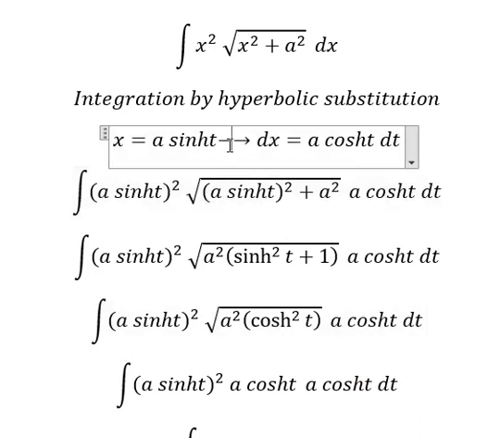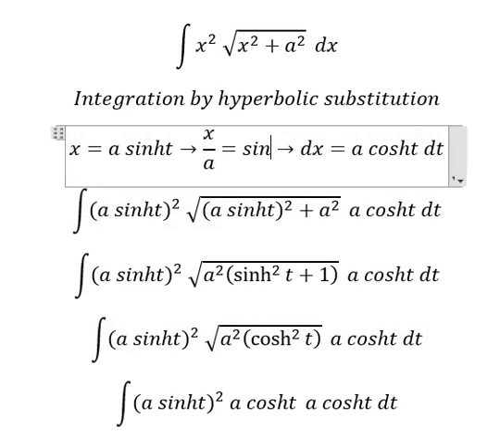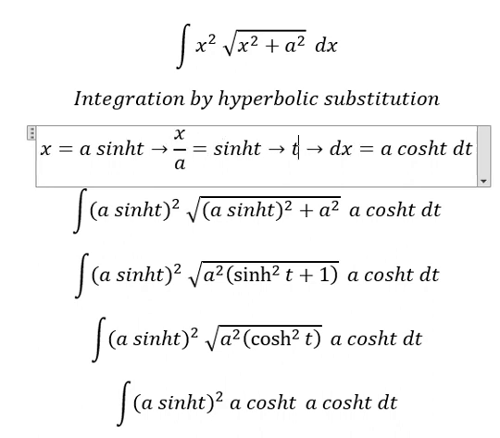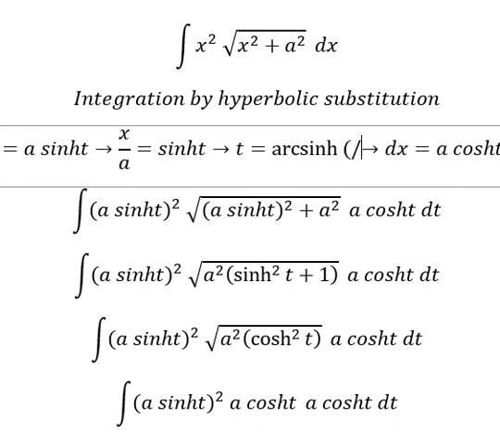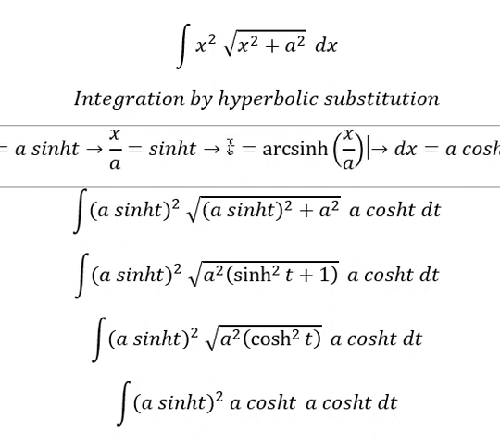So we need to divide both sides by 8. And now we can find the value of t. That is arcsin of x over 8. So I will put this one to change for t.